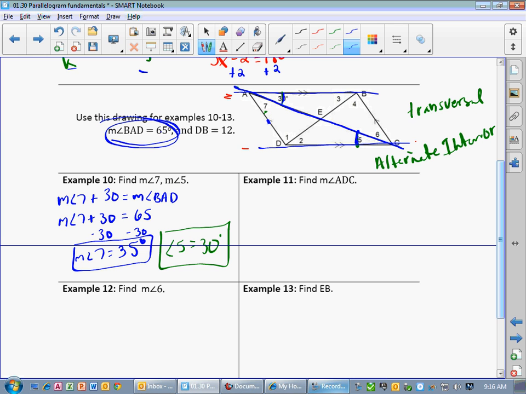7 and 6 must also be congruent. So I'm going to skip to number 12, because we just found 7 to be what? 35, so 6 must be 35. I'm just going to put a note over here to myself, alternate interior angles.